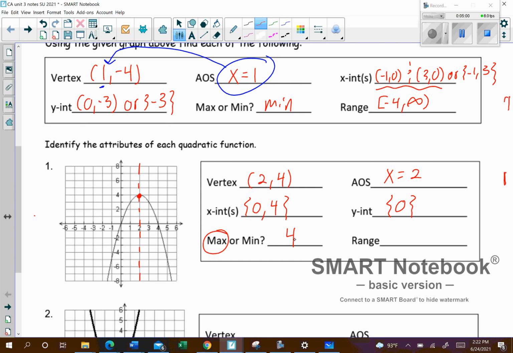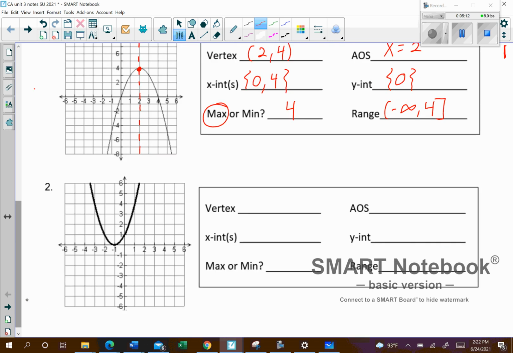And then the range, well, that's the highest point, so it goes down indefinitely. So it's going to go from negative infinity, and then we peak at 4 right there. Right? Here's another one. So let's see, the vertex this time is going to be at -1, 0. Once again, the axis of symmetry will be x equals the x value from the vertex.